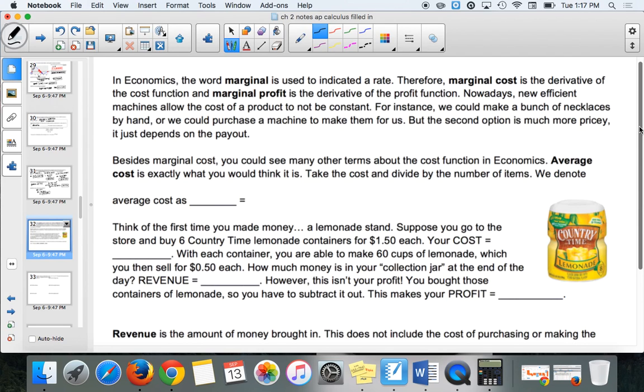So the average cost is written as C bar. That's what we call it, C bar. It's C of X with a line over it, read as C bar. And it is C of X divided by X. So it's the total cost divided by the number of items. We're going to keep it simple.